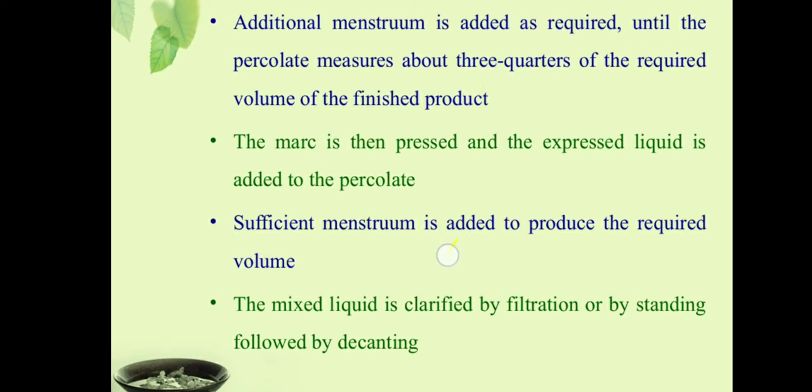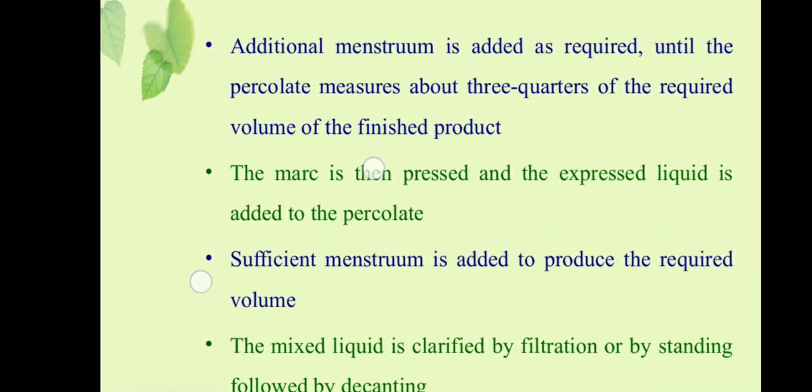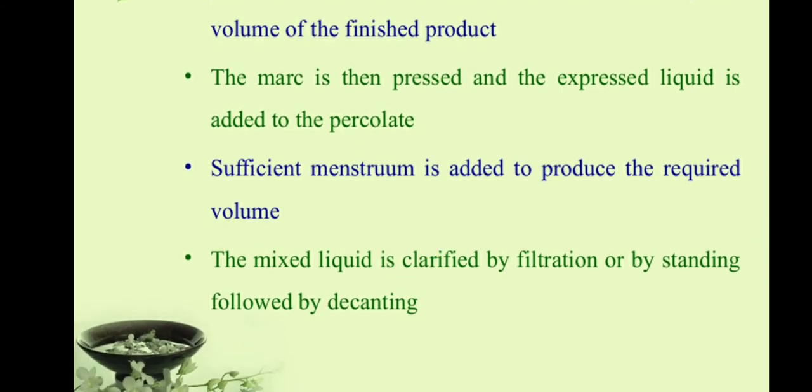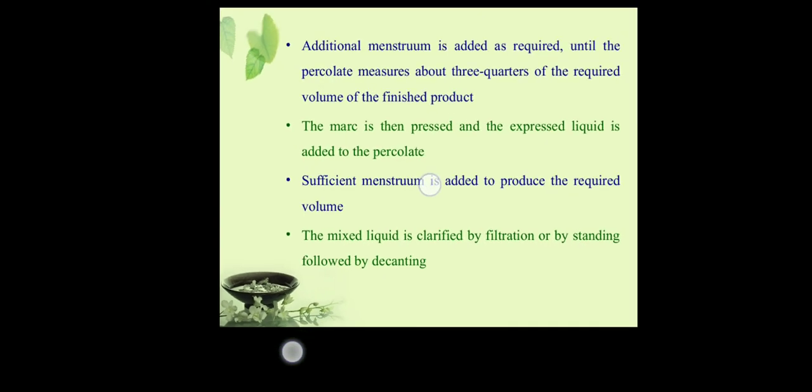Additional menstruum is added. What is menstruum? It is just the solvent. The menstruum is added as required until the percolate measures about three quarters of the required volume of the finished product. The marc is the solid part of the plant. The marc is then pressed and the expressed liquid is added to the percolate. Sufficient menstruum is added to produce the required volume. The mixed liquid is clarified by filtration or by standing followed by decanting.